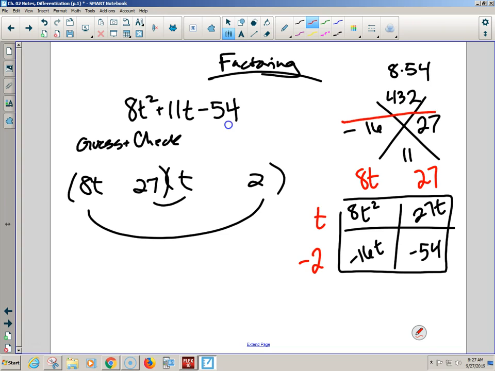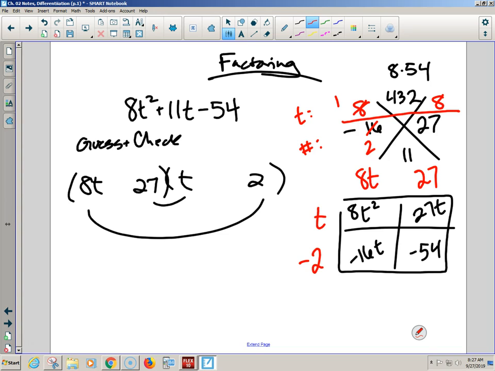The other way is you could do the star, which is you do your modified x, and then you write the leading coefficient on top, which is an 8 and an 8. You reduce if you can, which is a 1 and a 2, and you reduce if you can, which is not at all. And these are always your variable term, and these are always your constant term, so 1t minus 2 and 8t plus 27.